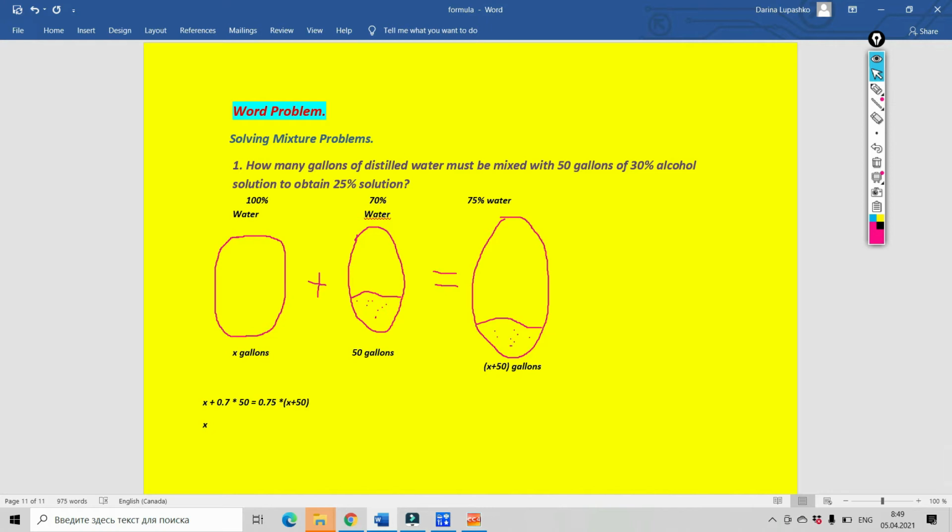So we have x plus 35 equals 0.75x plus 0.75 times 50, which is 37.5. Now, from both sides of this equation, let us subtract 35. We will get x equals 0.75x plus 2.5. Now from both sides, let us subtract 0.75x, and we will get x minus 0.75x, which is 0.25x, equals 2.5. Dividing both parts of this equation by 0.25, we get that x equals 10.